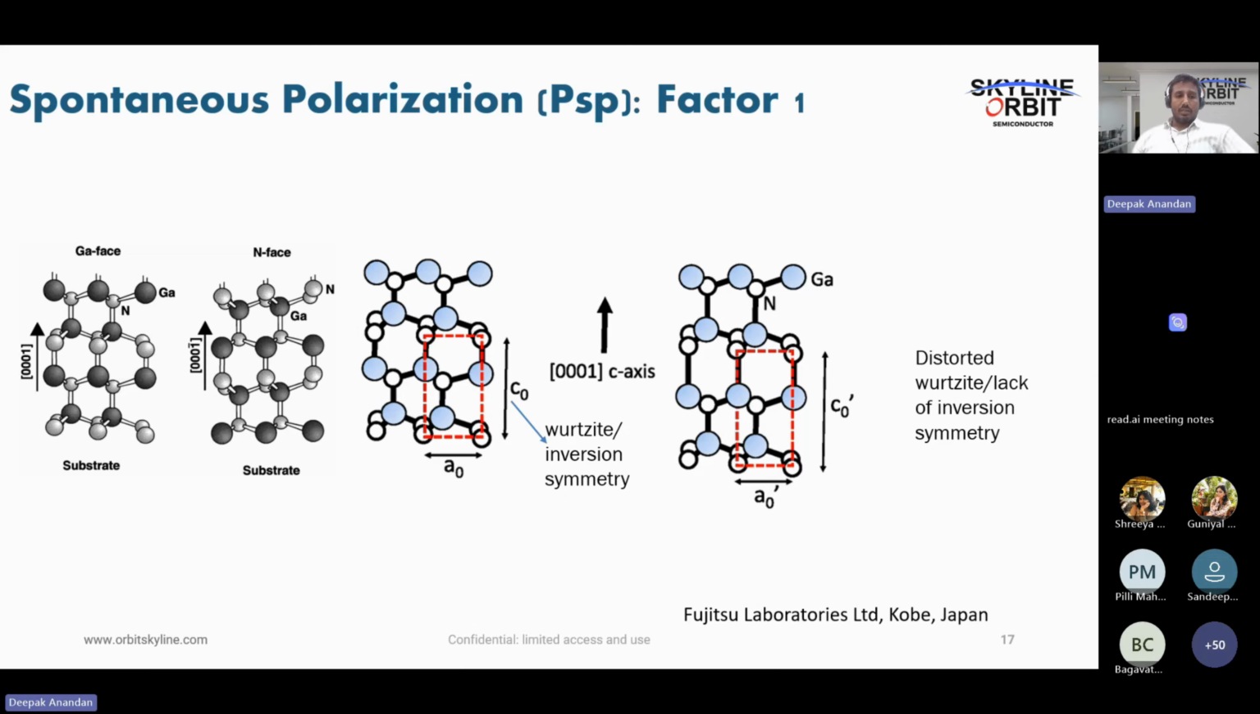As I mentioned, gallium nitride always exhibits the wurtzite crystal structure. In the wurtzite crystal structure, the a lattice constant is symmetric. But when you look at the c direction, it is asymmetric. There is no inversion symmetry. It means that there is always a displacement of atoms, so that it will always have some polarization between the atoms.